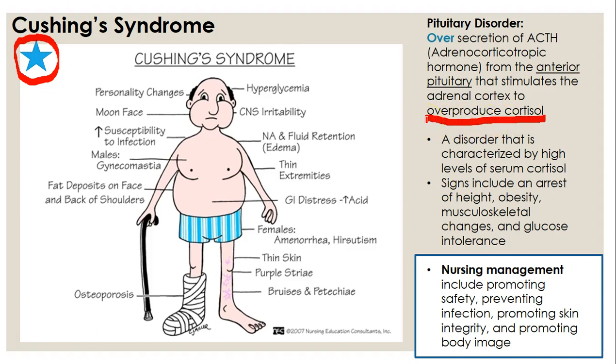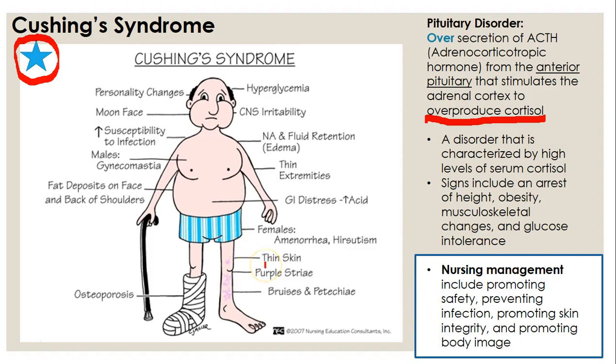So when somebody has an overproduction of cortisol for a long period of time, it will affect a person's height. They might be shorter statured. They may be overweight. They may have musculoskeletal changes and intolerance to glucose. In terms of nursing management, we have to look at safety, preventing infections, promoting skin integrity, and body image.